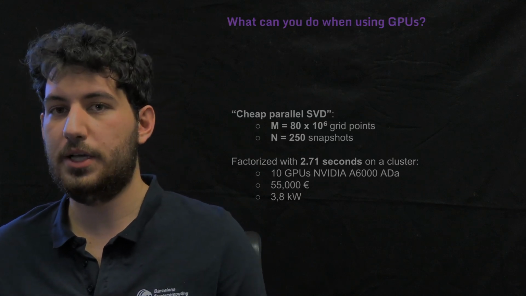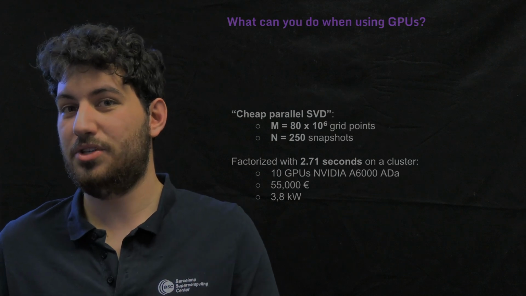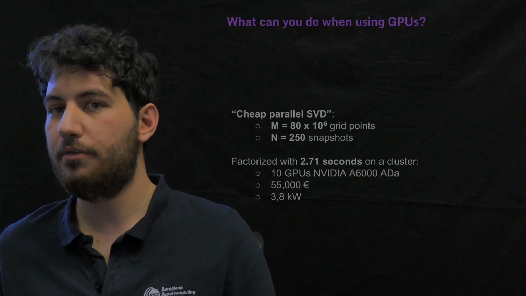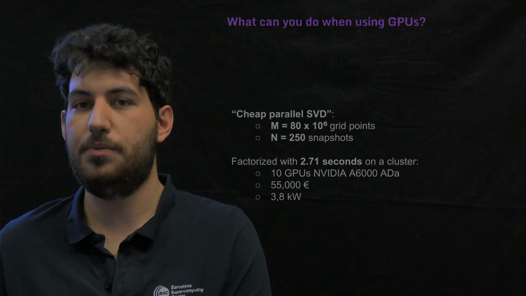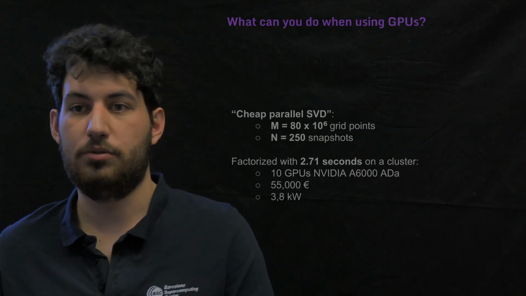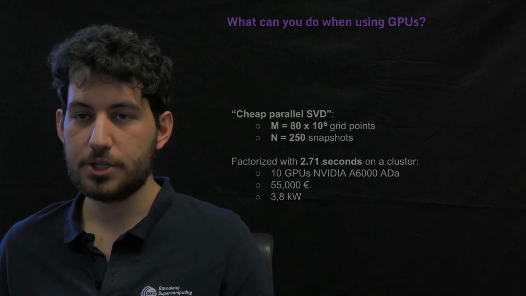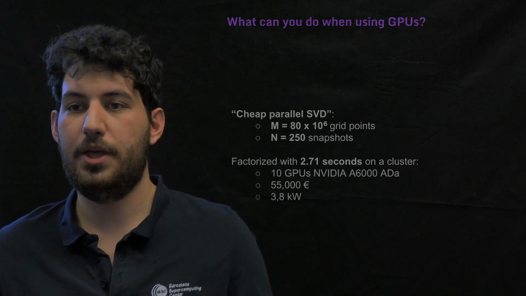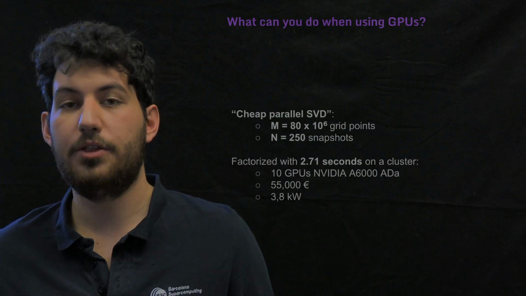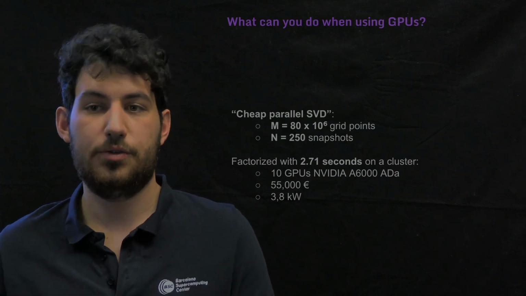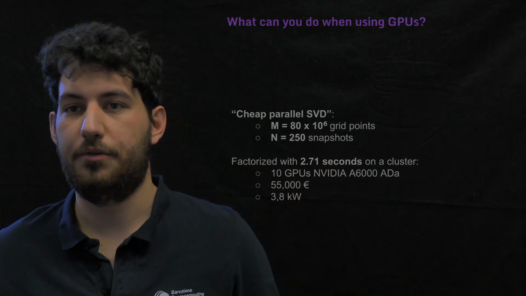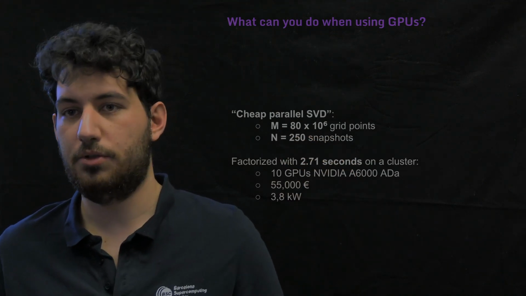Also, before moving into the randomized version, I just said that you could decompose quite large matrices when using a lot of CPUs, like 3000 CPUs, which is quite a lot. But you can also have a cheaper parallel singular value decomposition, especially if you have GPUs, which are much more affordable in terms of buying the hardware, energy and maintenance, to have in a small workstation or a small cluster. We have access to a cluster with 10 NVIDIA A6000 GPUs, and in that cluster we could factorize a matrix with 80 million grid points and 250 snapshots in only 2.71 seconds. Just for reference, the cost of this cluster is around 55,000 euros, which is much cheaper than having that many CPUs. But here we were also constrained to these 250 snapshots.